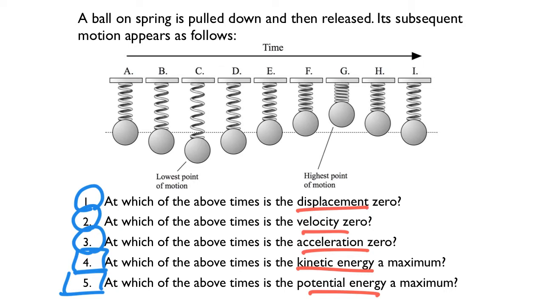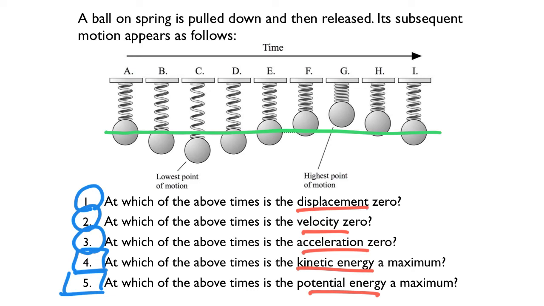Now first, if the displacement is 0, well, the equilibrium position is given right here. So if the ball is at equilibrium, which it is in cases A and E and I, those are the cases where the displacement is 0. When is the velocity 0? Well, the velocity is 0 when the ball is at the lowest point of its motion and at the highest point of its motion. It temporarily stops moving as it's reversing direction.